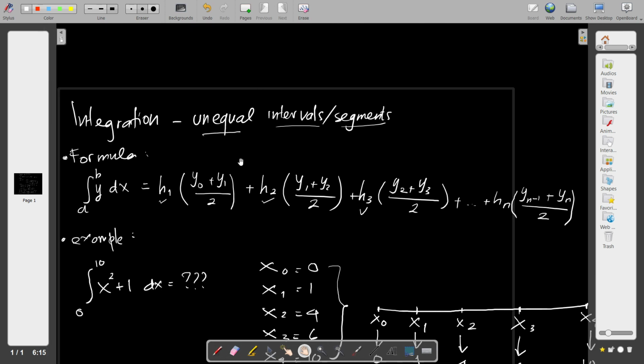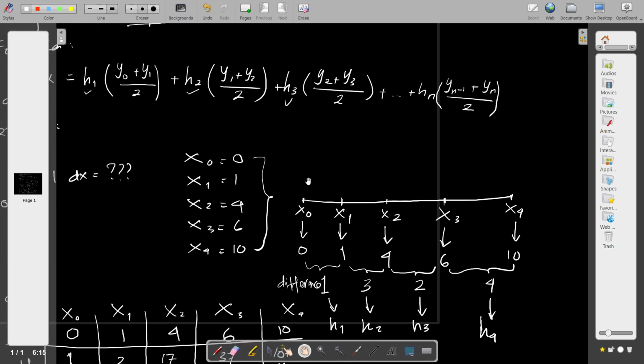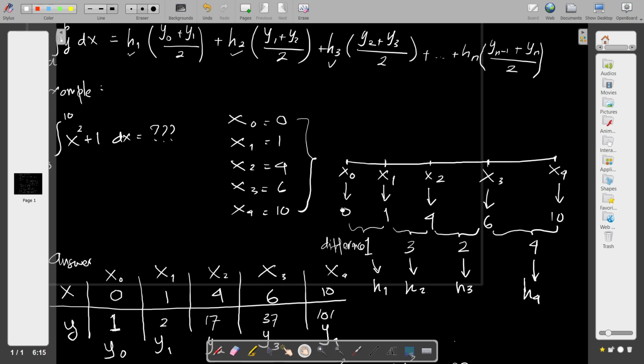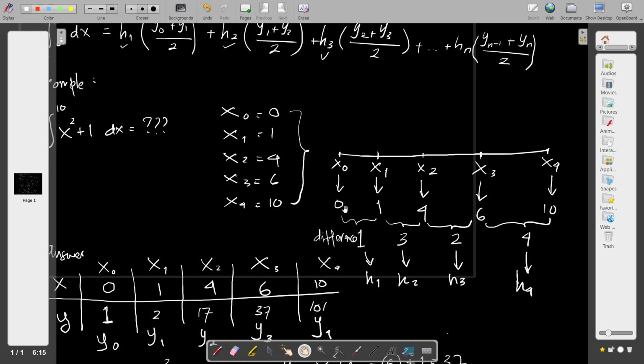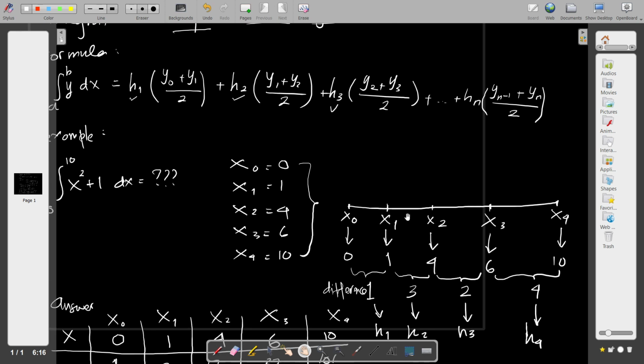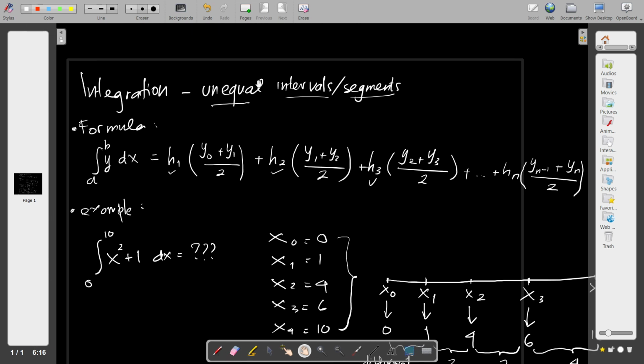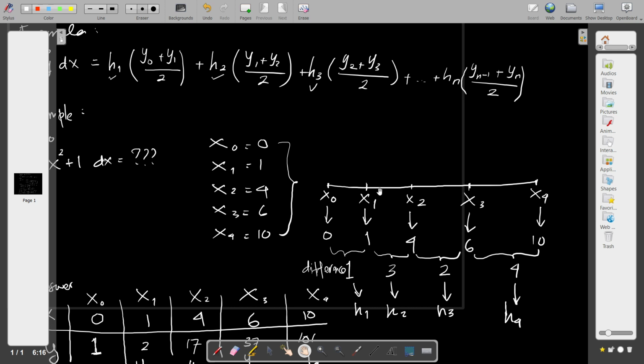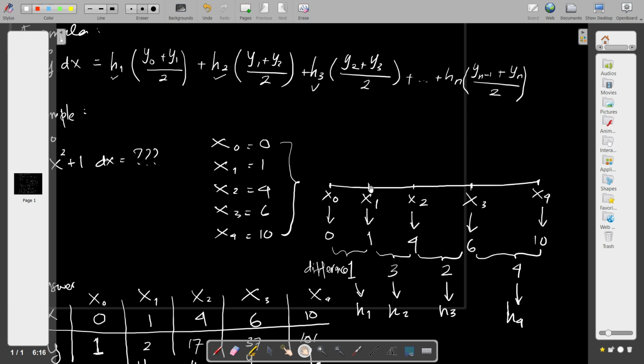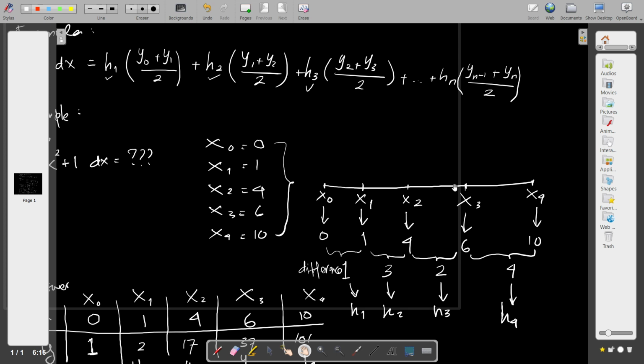By using this rule, unequal intervals, the unequal means tidak sama. H is the interval, so we have different values of H. The first H is 1, the second H is 3, the third H is 2, and the last H is 4. That's why this concept is called unequal intervals or unequal segments, because this is segment 1, segment 2, segment 3, and segment 4.